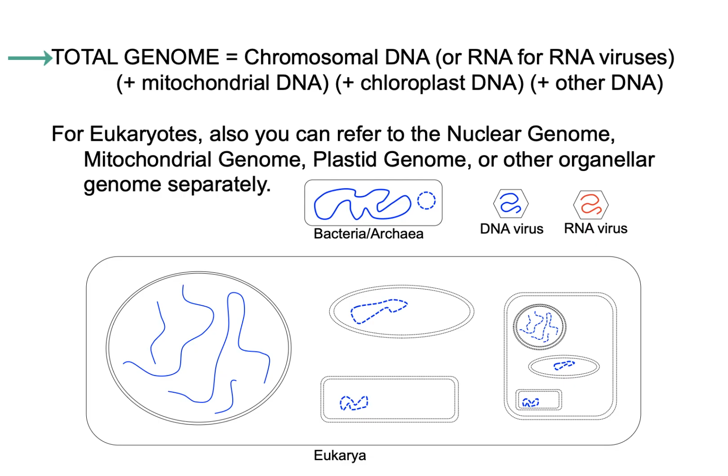So the total genome of an organism is the chromosomal DNA plus the mitochondrial DNA, chloroplast DNA, or other DNAs that the organism has within it. For RNA or DNA viruses, it's the RNA or DNA of those chromosomes. And you can talk about just the nuclear genome and the mitochondrial genome as well. So here's just a couple of examples of that.